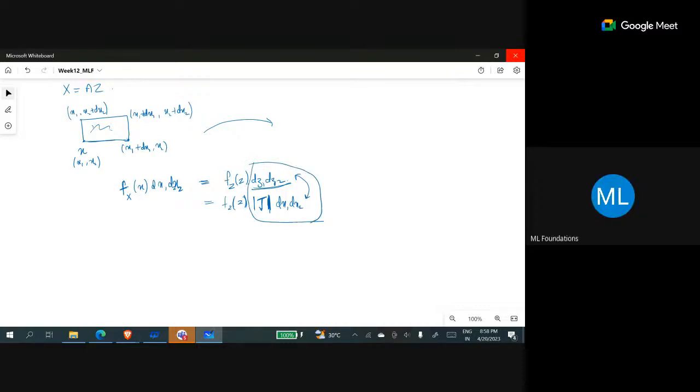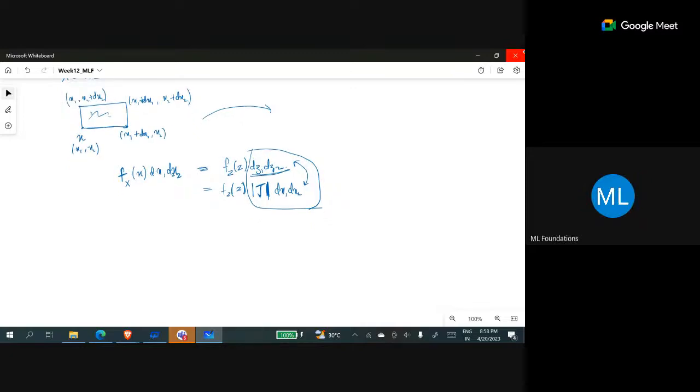No, ma'am. Okay, so just remember that dz1, dz2 you can write as the Jacobian times dx1, dx2. So this Jacobian is nothing but the determinant of A inverse. So I can write this as f_Z(z) times the mod of the determinant of A inverse times dx1, dx2. And x was nothing but Az, right? So I can write z as A inverse x. So eventually this becomes f_Z of A inverse x times the determinant of A inverse. You can cancel dx1, dx2 on both sides. So you get f_X(x) as f_Z of A inverse x times the determinant of A inverse.